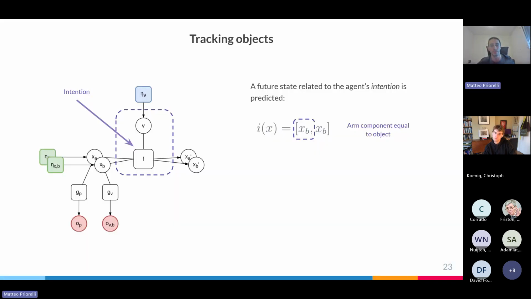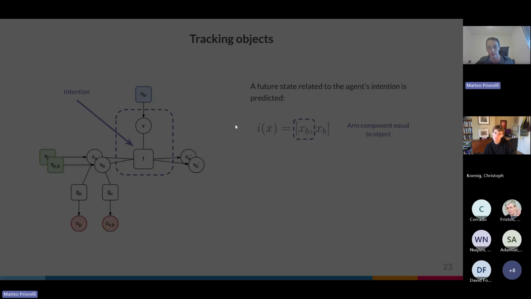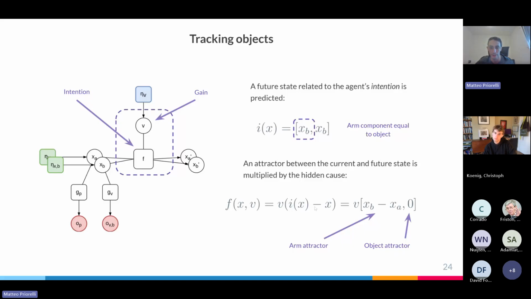So now we compute a future state related to the agent's intention. For example, for a reaching action, we just set the arm component, the first component, equal to the object component, and then as before we compute a difference.